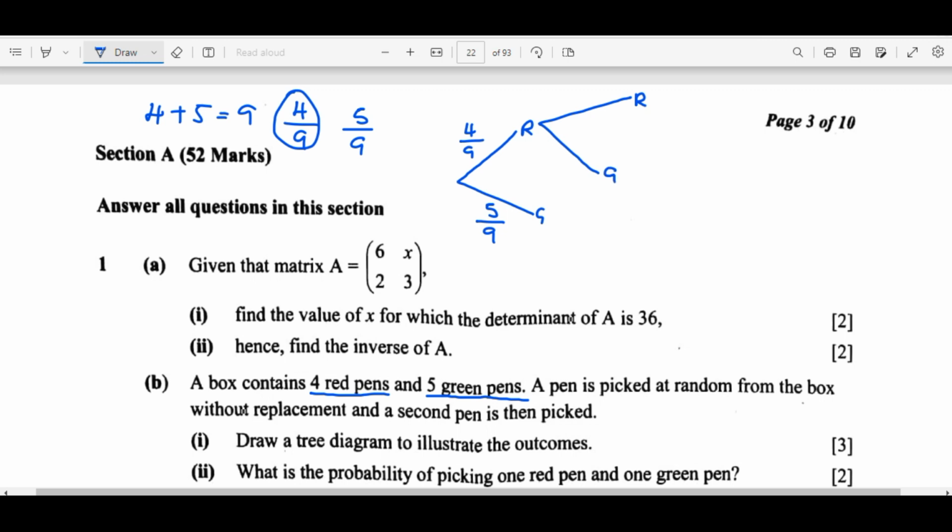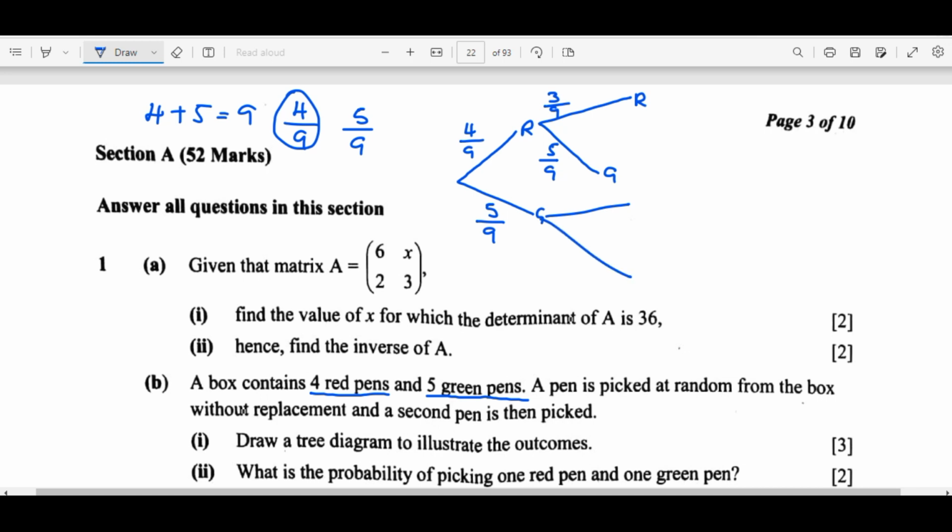In this case, the red color was picked, so it will reduce by 1. So we would say 3 over 8, because it has reduced by 1. And then we're going to maintain the green, because it is not picked, which is 5 over 8. So we can move, and this was for red. Now let us move to green.